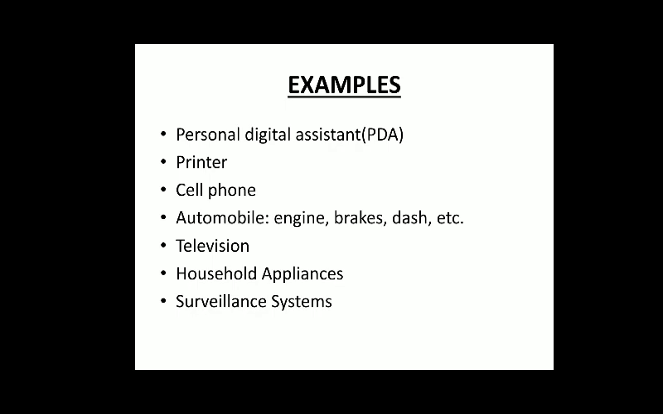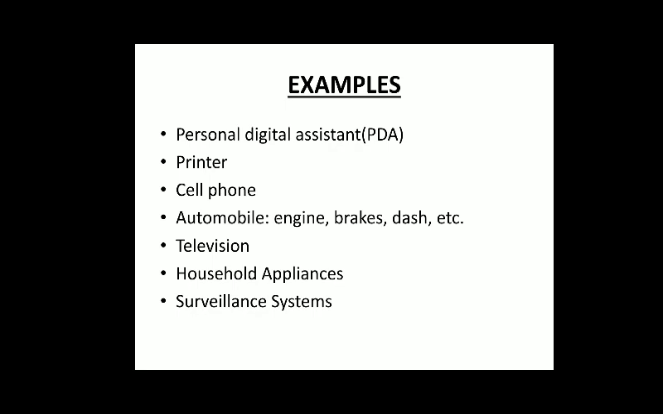Here are some examples of embedded systems, like personal digital assistants. These days these are very rare, so most probably you have not seen any of them. Next are printers, cell phones, and automobiles. These days cars and other automobiles include lots and lots of embedded systems like microprocessors and controllers, in the engine, in brakes, in the dashboard, etc.